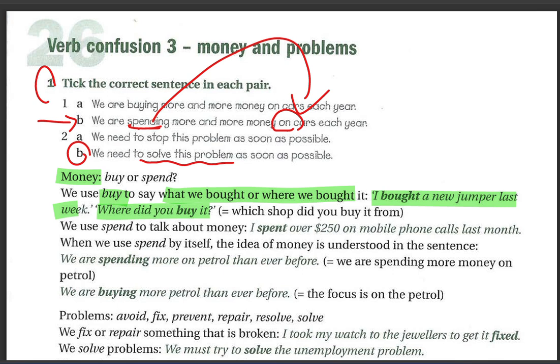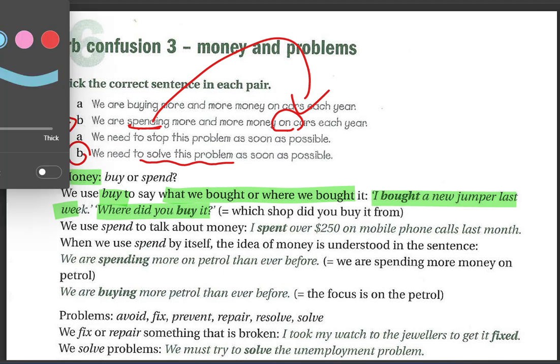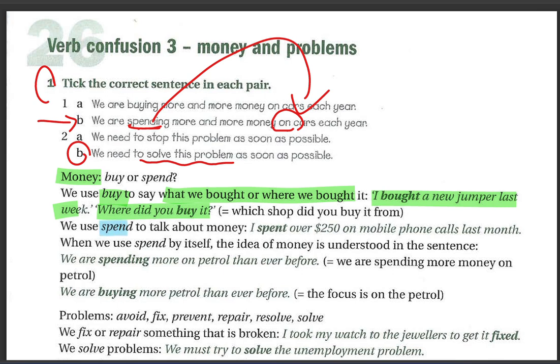But we use here, the second part, we use spend to talk about money. I spent over $250 on mobile phone calls last month. And with spend, we have the preposition on. The next part, when we use spend by itself, the idea of money is understood in the sentence.